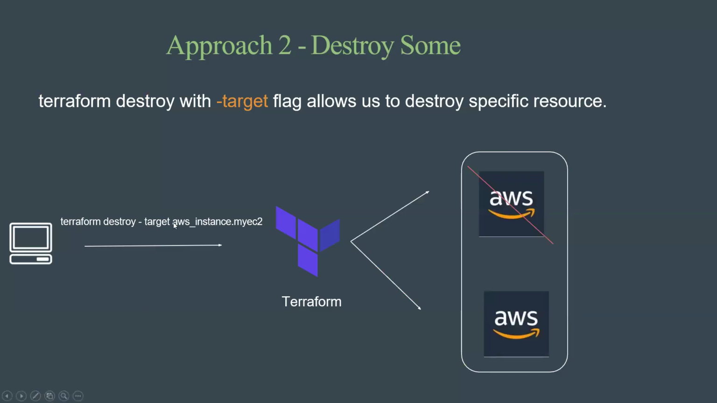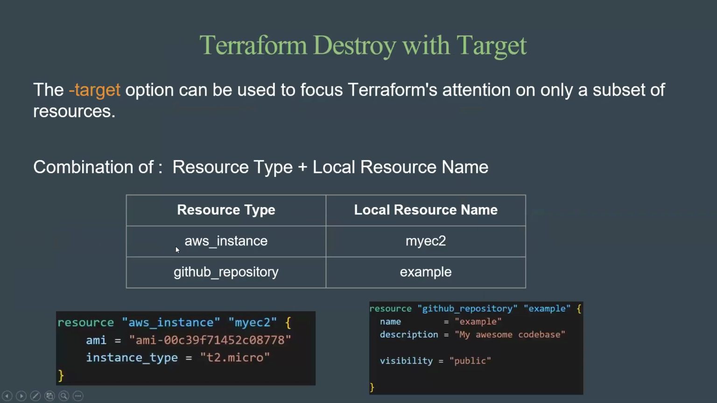terraform destroy -target aws_instance.my_ec2. For example, this is my EC2 and you want to destroy this one. You can use the hyphen target and the resource name. The hyphen target option can be used to focus Terraform's attention on only a subset of the resources, using a combination of resource type plus local resource name. What is the resource type, guys? aws_instance is the resource type, and the local resource name is my_ec2. So aws_instance.my_ec2. Okay.